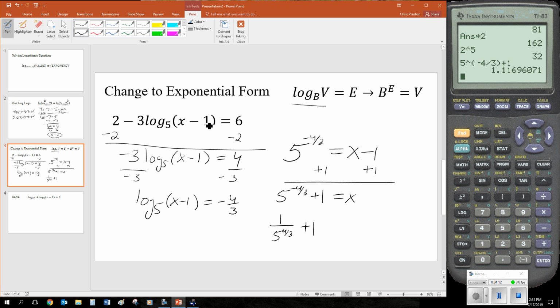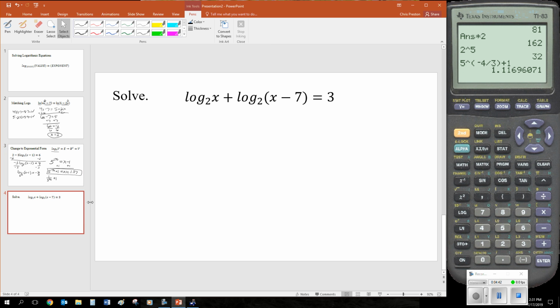Now, the reason I want to get the approximate value is I have to be confident that this will not make the inside of my log negative or 0. This is a little bit bigger than 1. If I subtract 1 from it, it's still going to be bigger than 0, so it's okay. This does work as an answer for this problem, and I would just leave it. You don't have to do the reciprocal of that number necessarily for this problem.